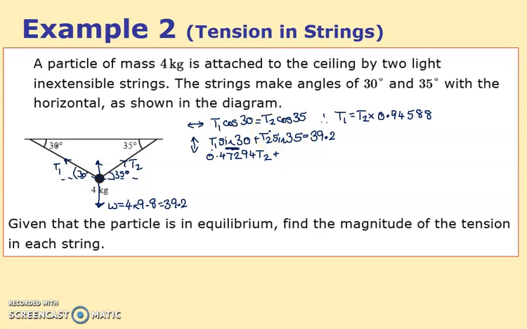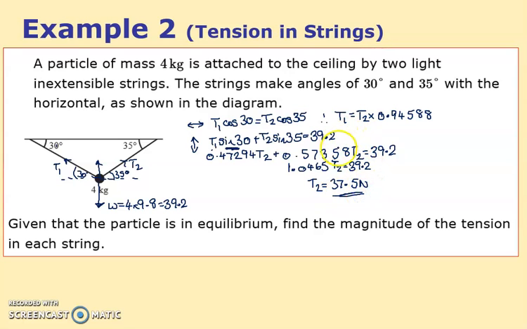Well, I might as well just work it out. It's 0.57358 T2, and we don't have to be perfect with this as long as we've got enough. If it was an algebraic exercise, perhaps I'd care a bit more. So I'm going to add those together, 0.47294. And I get 1.0465 lots of T2 equals 39.2. So if I do 39.2 divided by that answer, I get T2 equal to 37.5 newtons.